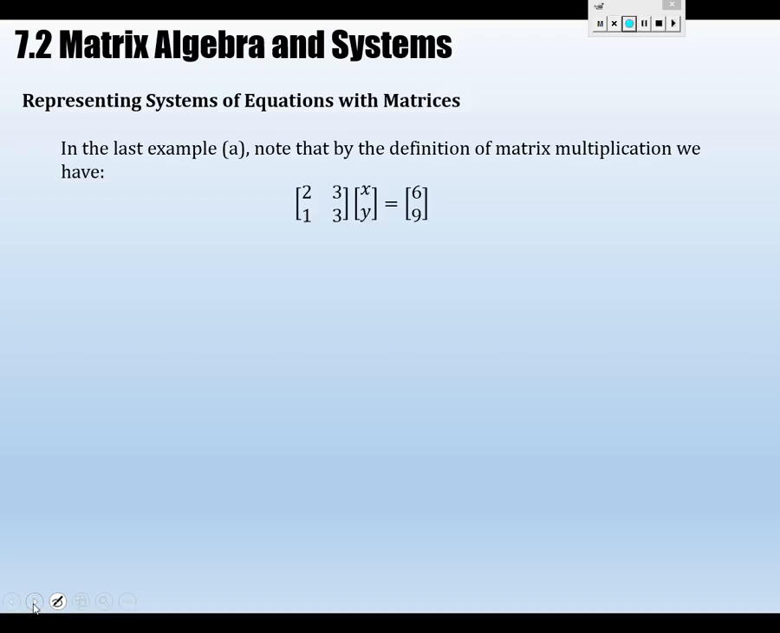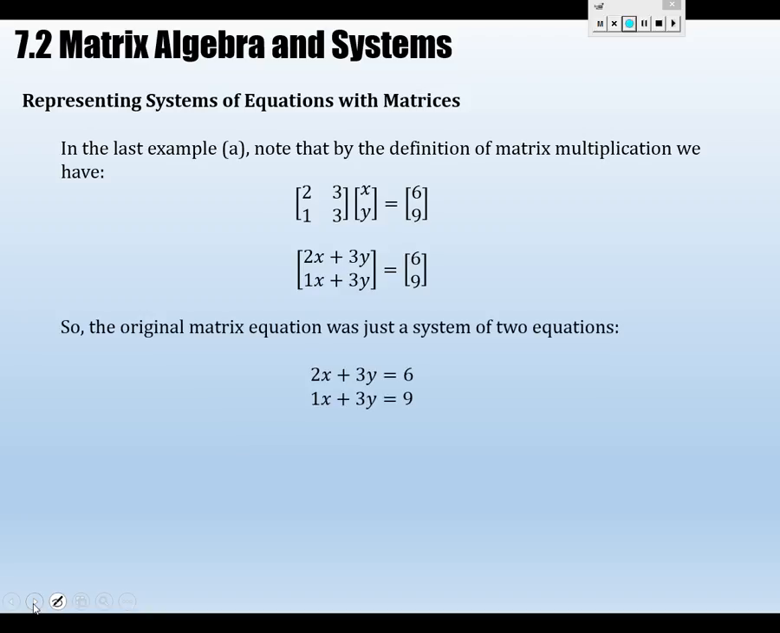All right, so let's go back. Let's talk about that first one we just solved together. What did we just do? Well, by the definition of matrix multiplication, couldn't the original thing be written this way? Because we have 2x plus 3y, that should be 6, and 1x plus 3y, that should be 9. So we really do have what Vivian said. We have this system of equations.